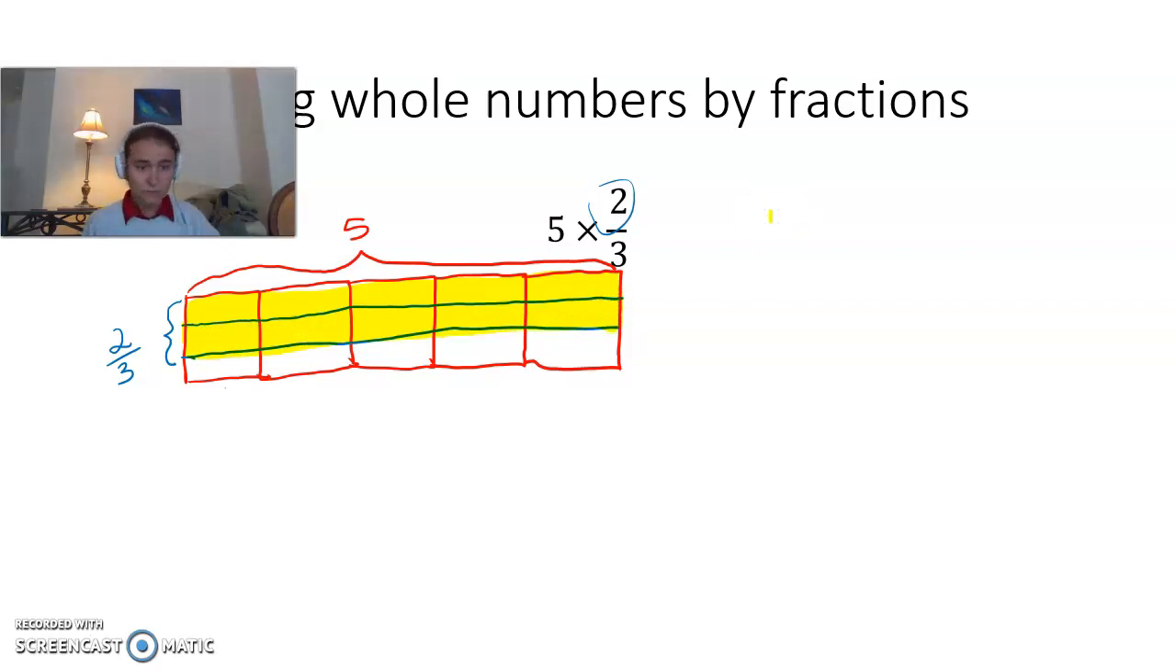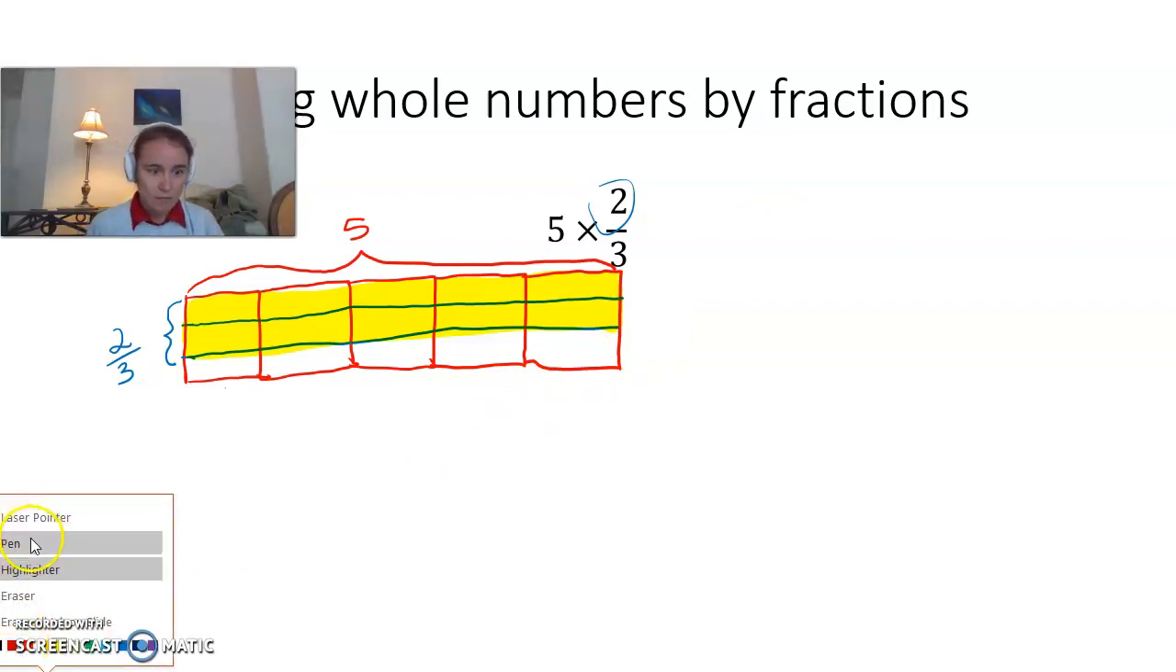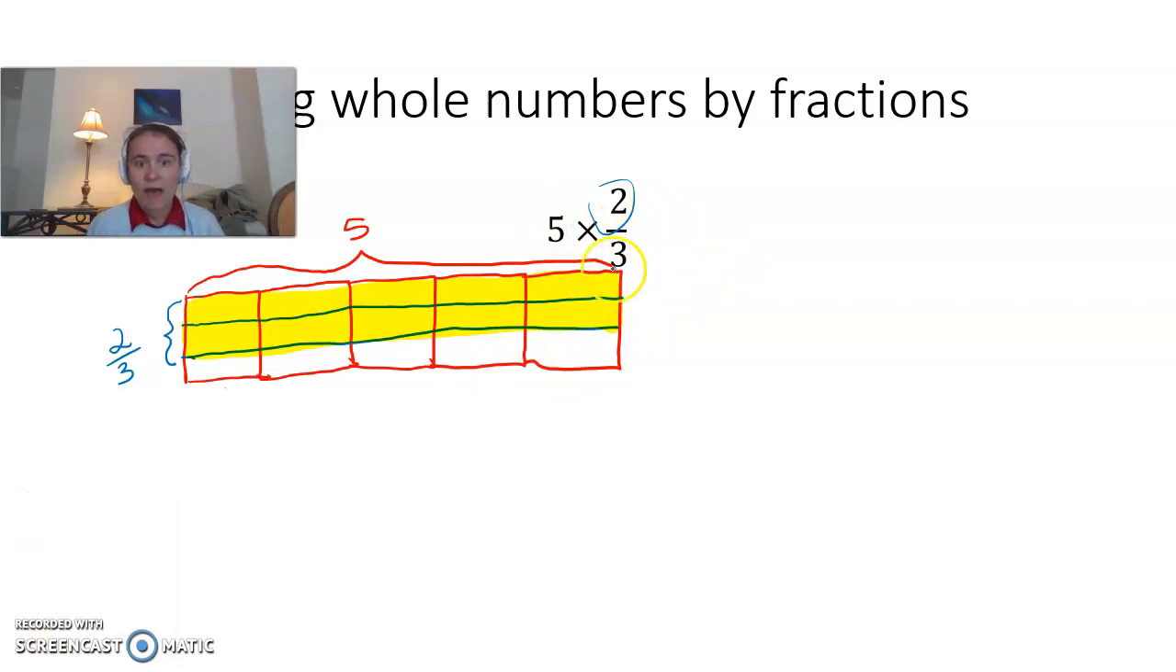All right. So now I want to see what the product is. So 5 times 2/3. Let's see, each of my wholes are in thirds. So I know my denominator is 3 because each of my 1 wholes is split into 3 parts. Now let's see how many thirds we have shaded. We have 1, 2, 3, 4, 5, 6, 7, 8, 9, 10 thirds are shaded. Okay, so my product of 5 and 2/3 is 10 thirds.